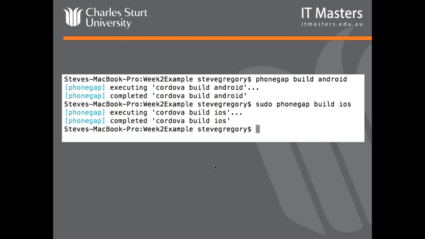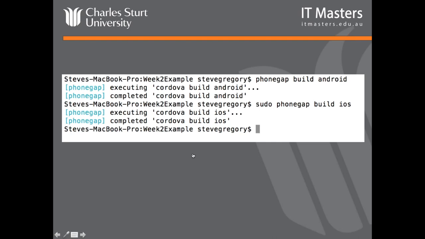Okay, so once we've done all that, we can build that Android, and if we've got a problem with building iOS, we can also do that. And happy days, it will all be done, and we'll have our project. So perhaps we should go and do that now.